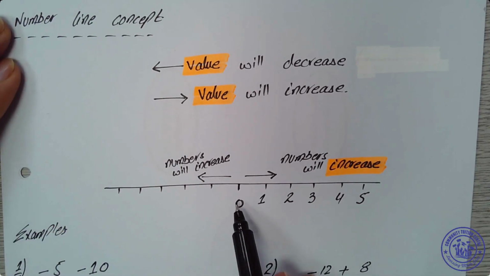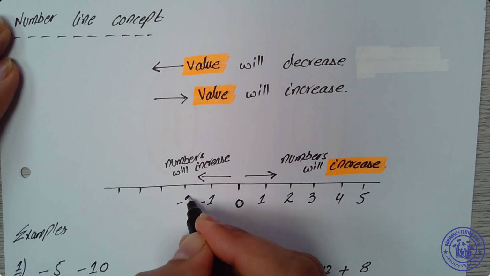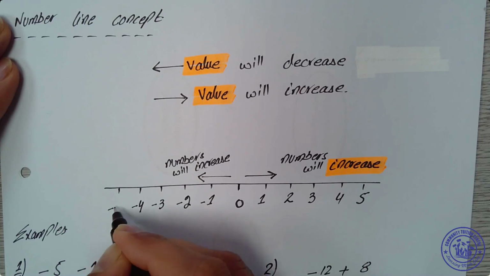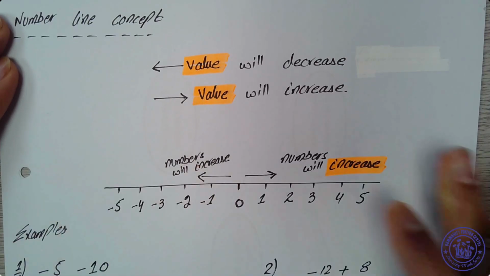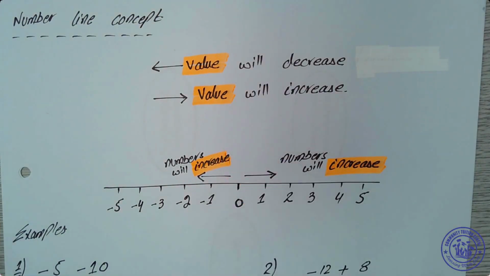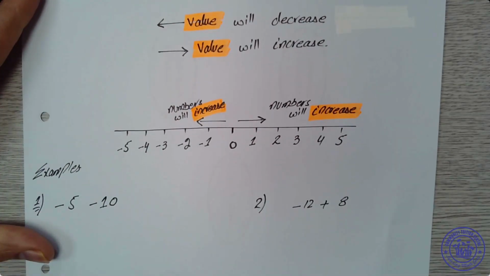I can do the same thing. I can go to the left side of the 0, and if I go to the left side of the 0, my numbers will still increase, but they will become negative, right? So -1, -2, -3, -4, and -5. We have to keep this in mind, okay? Once we have remembered it, and when we start using this on questions, it will make our life much easier. So let's quickly have a look at an example here.